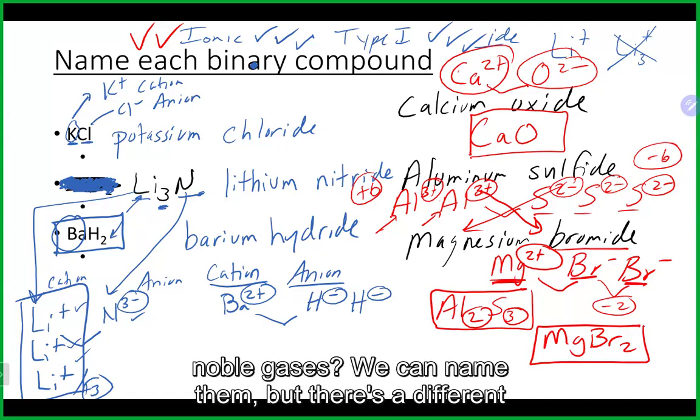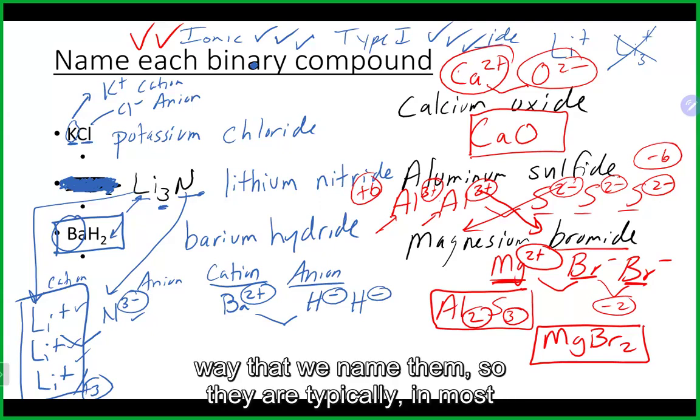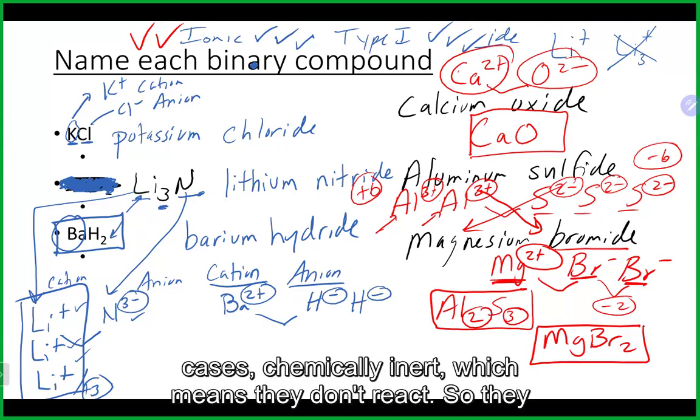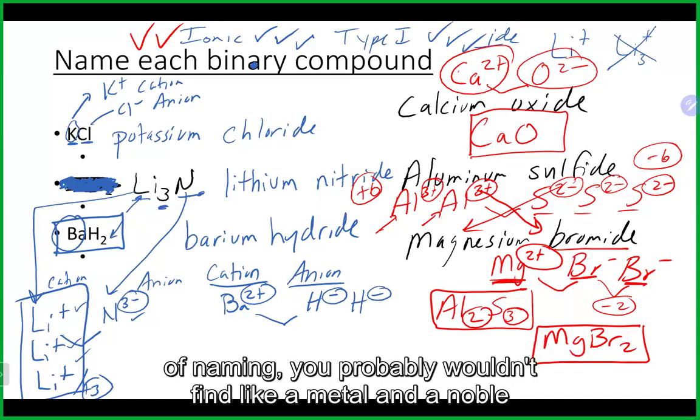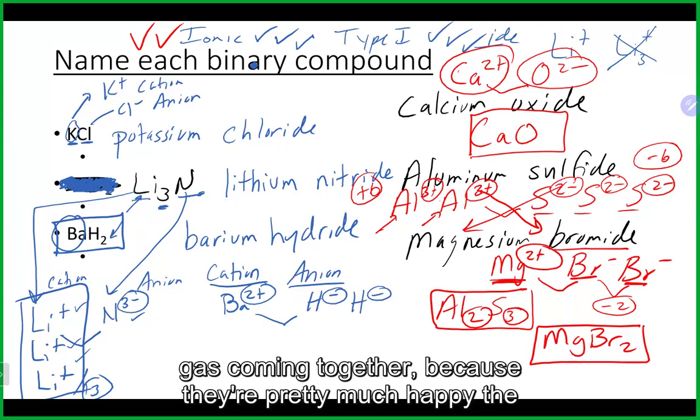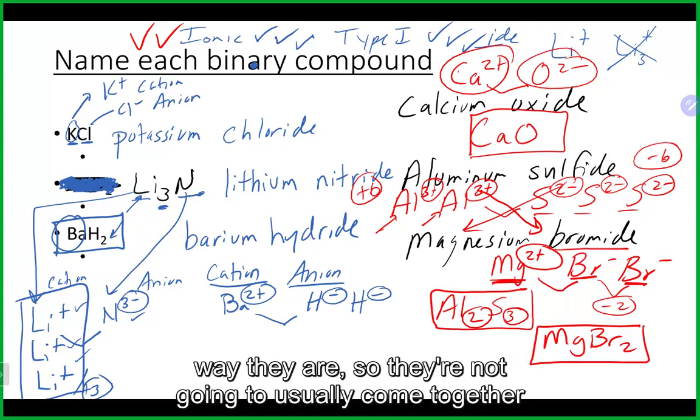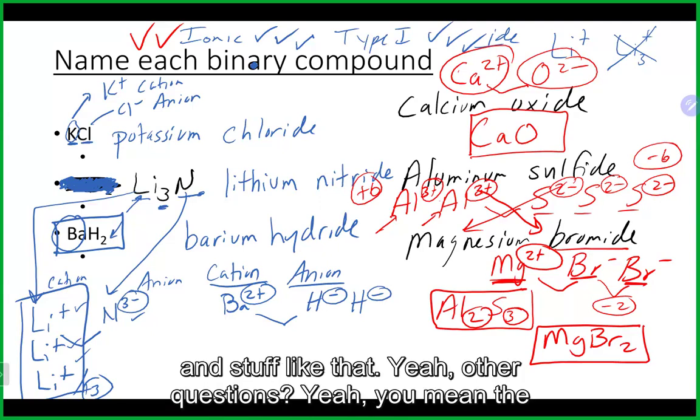The noble gases? We can name them, but there's a different way that we name them. So they are typically, in most cases, chemically inert, which means they don't react. So they don't technically end up in a lot of things. So in this type of naming, you probably wouldn't find a metal and a noble gas coming together because they're pretty much happy the way they are. So they're not going to usually come together.